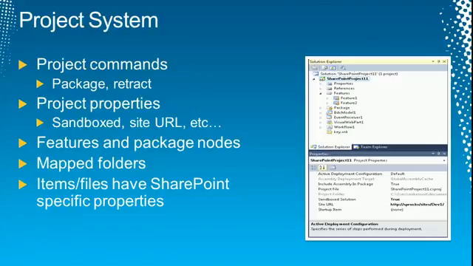Our project system has some custom commands, so if you want to do a package or a retract of the solution that you're working on. There's specific properties at the project level, at the SharePoint artifact or the SharePoint item level, and I'll show you some of those. Even down at each individual file, there's custom properties that are SharePoint specific that our project system has exposed. Normally, and especially when you get started, you don't need to worry about that. But as you get more advanced in your SharePoint development, you'll want to tweak some of those things. So we want to do a lot for you automatically, but you always have control to tweak whatever you need whenever you get to that point in the development process.